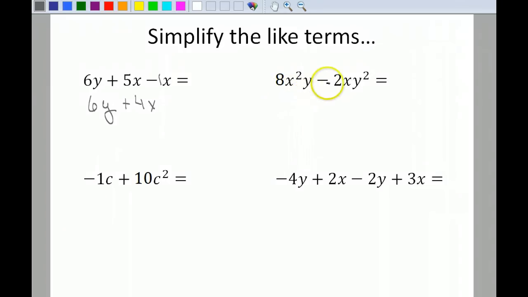8x squared y minus 2xy squared. What did you get for this one? Now this one we can't simplify because I do not have like terms. This one is as simplified as it can get.